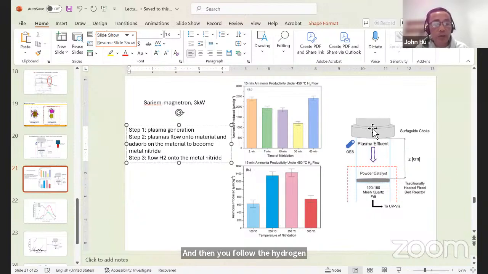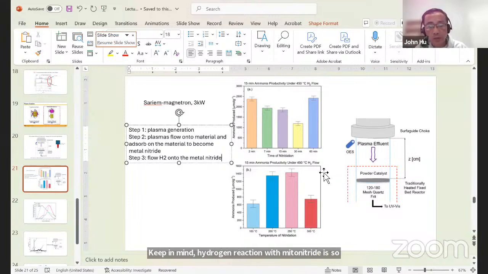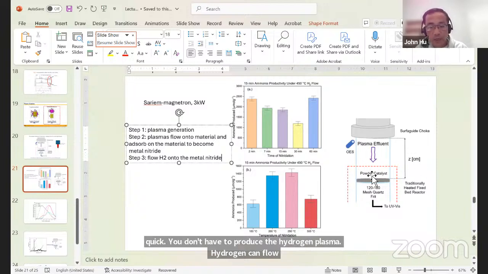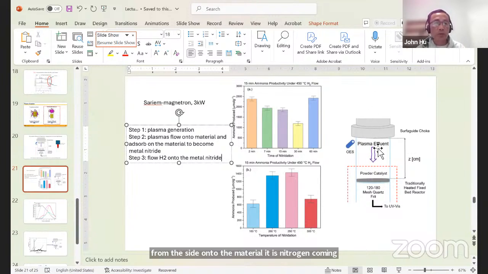Hydrogen doesn't have to be the plasma. Keep in mind, hydrogen reaction with the metal nitride is so quick. You don't have to produce the hydrogen plasma. Hydrogen can flow from the side onto the material. It is nitrogen coming from the top. You need to generate plasma to begin with. That's step number 1. Step number 2 is plasma flow onto the material, absorb on the surface, become metal nitride. That's a key step.